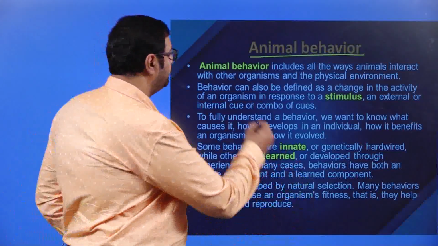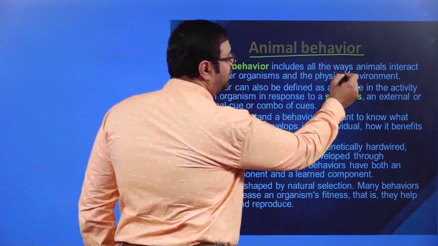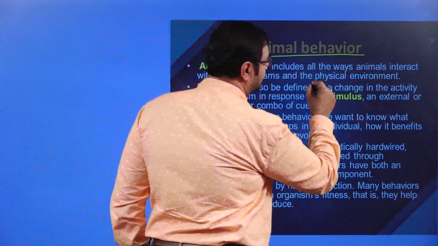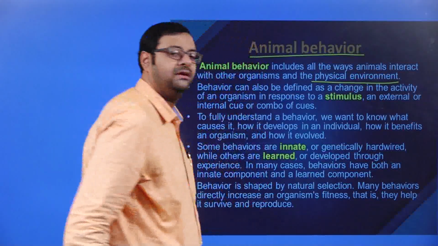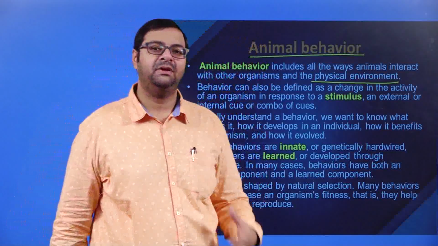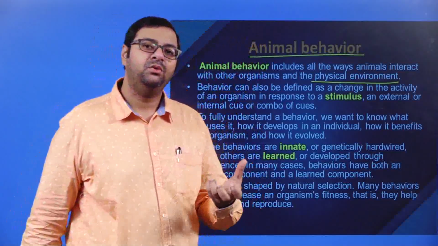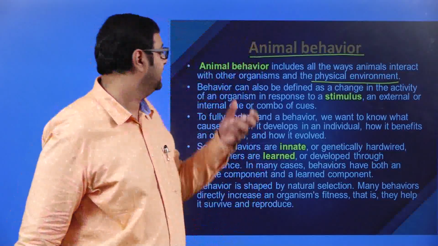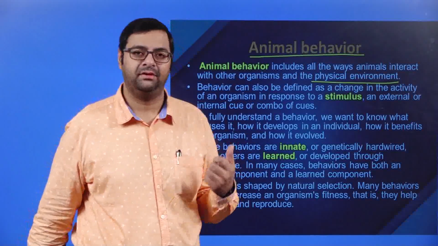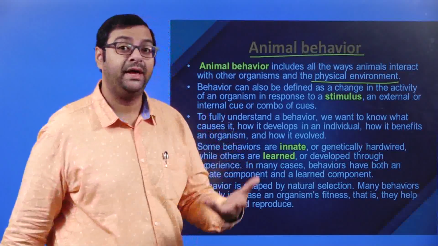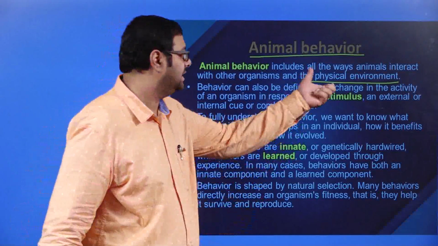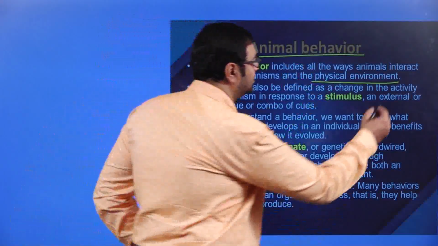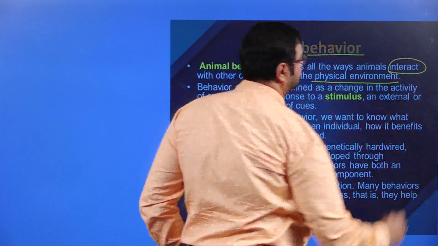So animal behavior includes all the ways animals interact with organisms and the physical environment. The environment in which they are born, and how they are able to live in that particular environment, is what animal behavior is. And what are the various ways that they have adapted to live in that particular environment. That is basically what interact means.